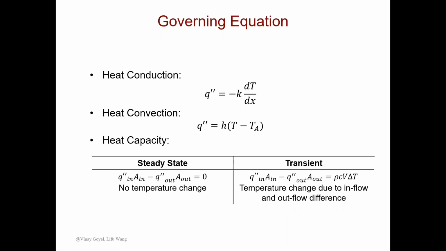Before we actually go to the GUI of Abaqus, let's talk about the difference between steady state and transient problem. Both share the same heat transfer governing equations, which are heat conduction and heat convection. The only difference is their assumption about the transient heat. For steady state, we assume the inlet energy equals the outlet energy, so there's no temperature change in between.